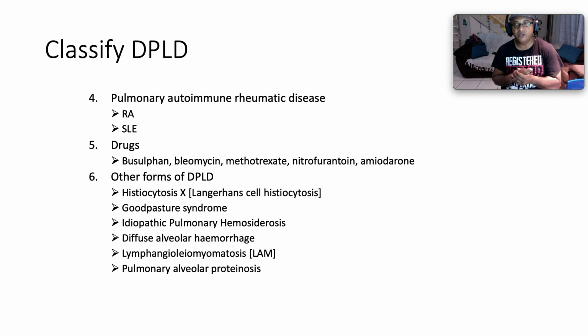Goodpasture syndrome, where the telltale symptoms would be hematuria and hemoptysis, right? Idiopathic pulmonary hemosiderosis, diffuse alveolar hemorrhage, lymphangioleiomyomatosis, otherwise called LAM, which is also one of the features of tuberous sclerosis. Watch out, right? And pulmonary alveolar proteinosis, right?